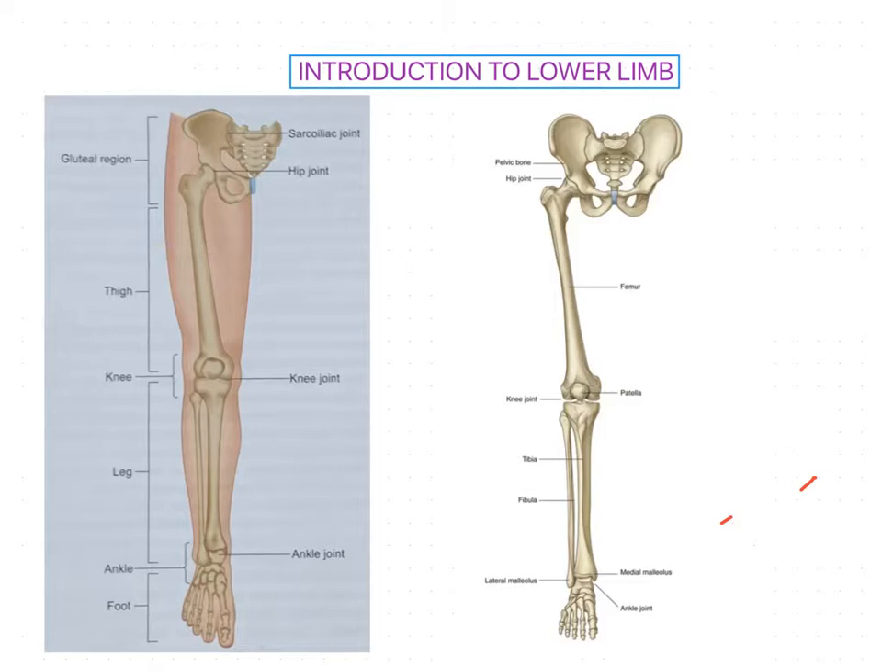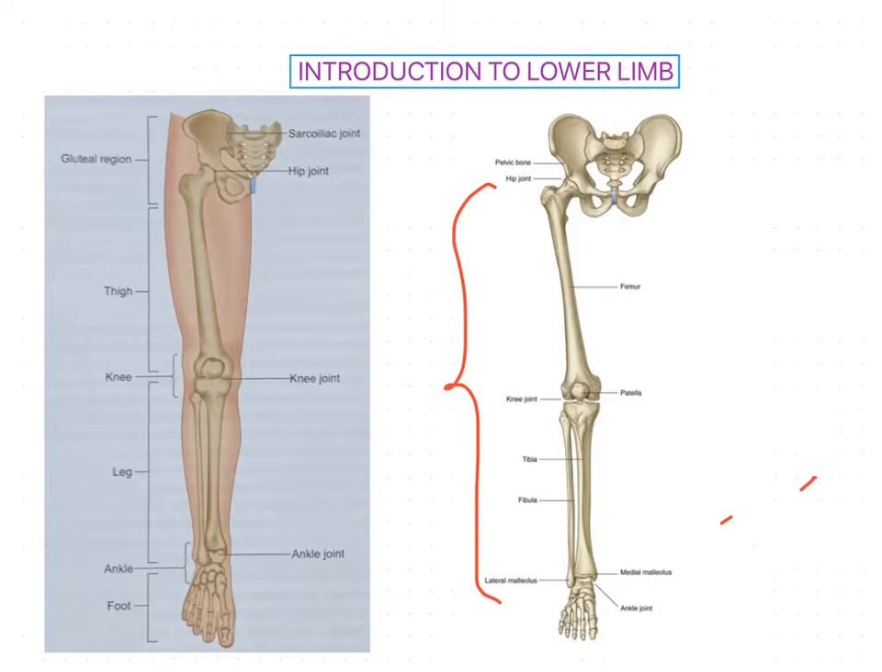Okay, so the bones of the lower limb. All the bones of the lower limb are attached to the axial skeleton through the pelvic girdle. Now we will see what are the bones which are present in the lower limb.